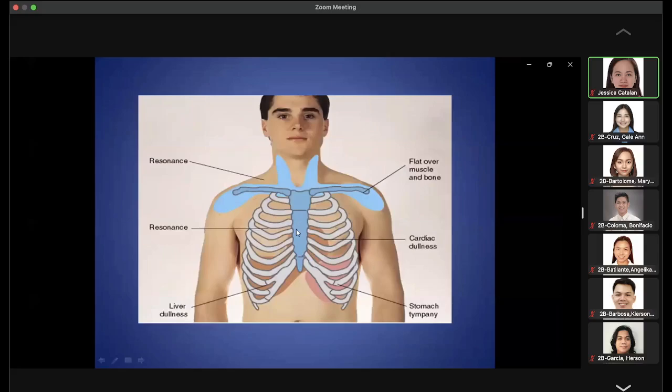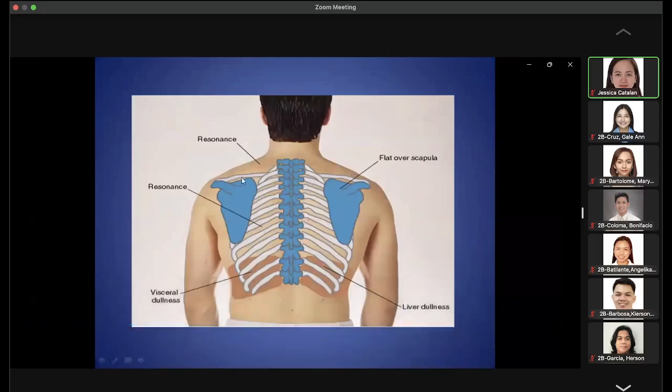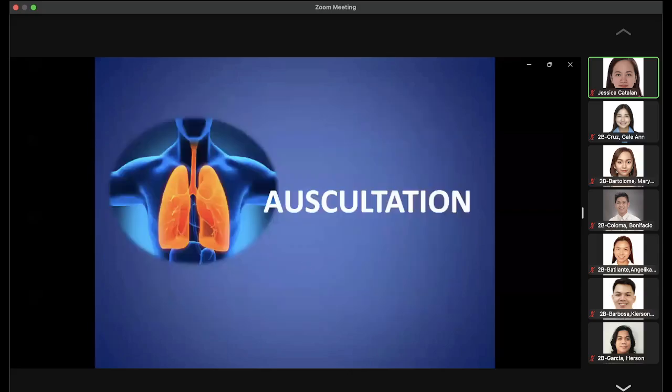So looking at this image, as you can see, there is flat or flatness over the muscle and bone. Okay, resonance, because here you have the apex, all right? So resonance all over lung fields. There is cardiac dullness appreciated as well as liver dullness and stomach tympany. Posteriorly, you can appreciate resonance, okay, flatness over the scapula and liver and visceral dullness.